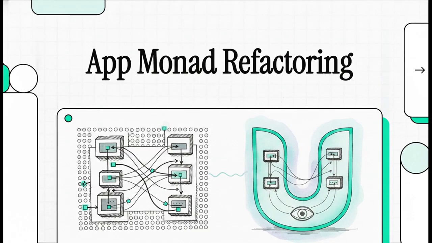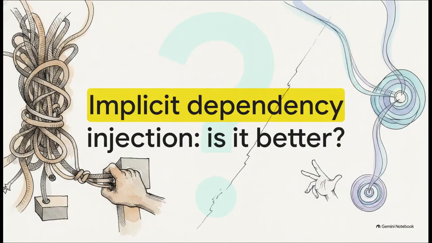Now, this isn't just some quick little code tweak. We're talking about a fundamental architectural shift, moving away from manual, explicit data passing to a sleek, automated, implicit system using a custom app monad. So if you've ever felt the sheer pain of passing variables through endless layers of functions, you are absolutely going to love the solution we're looking at today. Okay, let's dive into this.